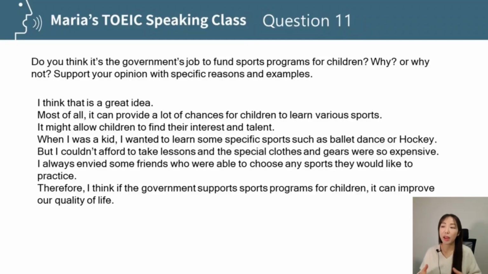그래서 therefore, I think if the government supports sports programs for children, 아이들에게 이런 스포츠 프로그램을 정부가 지원해 준다면 it can improve our quality of life. 우리 아이들뿐만 아니라 그거를 해결해 줬으니까 부모의 마음도 얼마나 또 좋아지겠어요. 그래서 우리 모두의 삶의 질이 나아질 거라고 생각합니다.